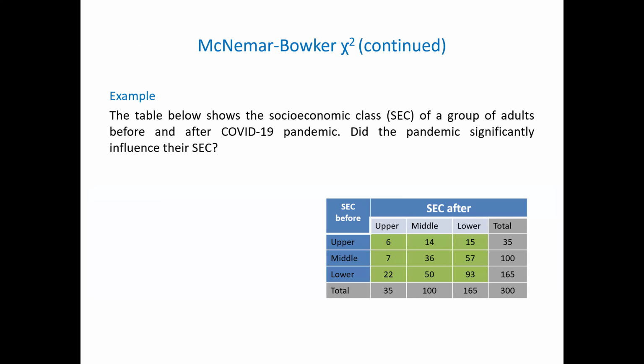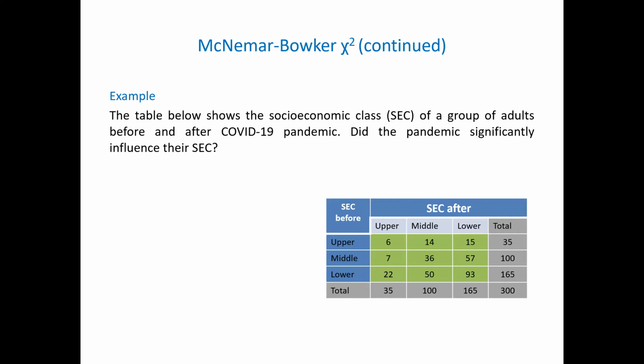Let's start with the example, so it will make you understand. The table below shows the socioeconomic class of a group of adults before and after the COVID-19 pandemic. Did the pandemic significantly influence their socioeconomic status? They use parameters to measure socioeconomic status, asking questions, wealth index and so on. The issue is that they have already divided them into upper, middle and lower, and there are 300 people.